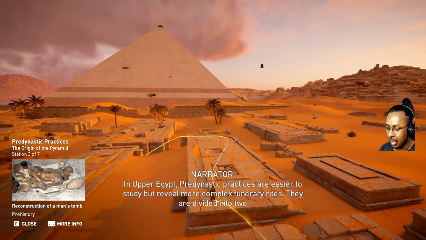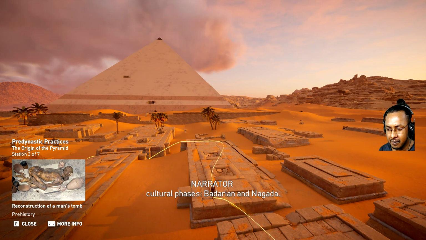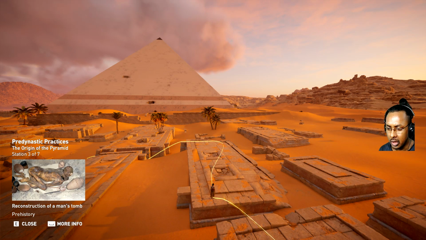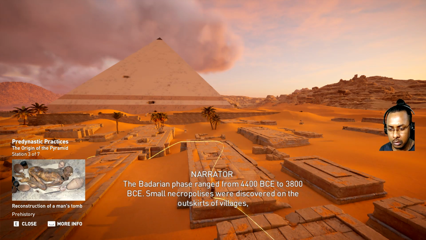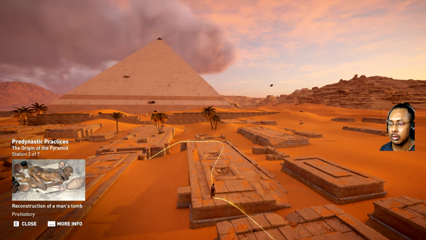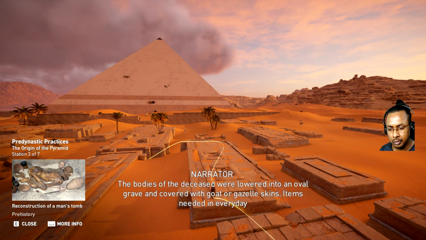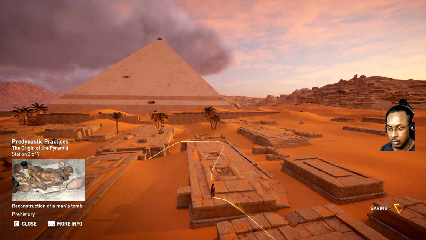In Upper Egypt, pre-dynastic practices are easier to study, but reveal more complex funerary rites. They are divided into 2 cultural phases, Badarian and Naqada. The Badarian phase ranged from 4400 BCE to 3800 BCE. Small necropolises were discovered on the outskirts of villages, revealing the emergence of a funerary cult. The bodies of the deceased were lowered into an oval grave and covered with goat or gazelle skins. Items needed in everyday life were added alongside the body.